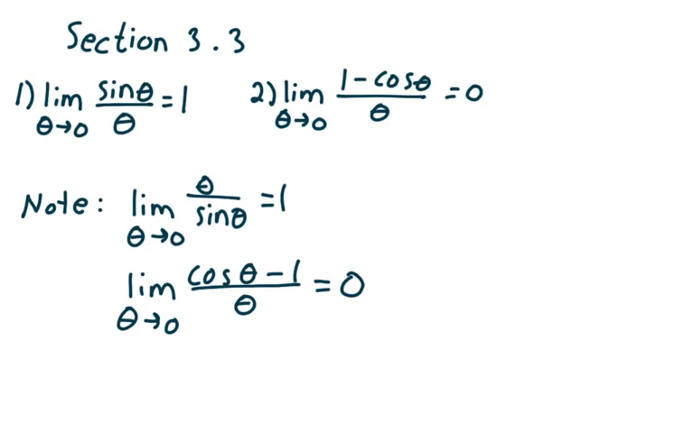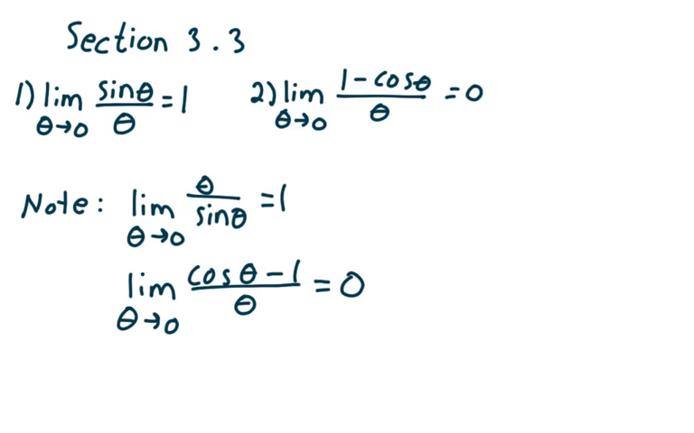This is a video from section 3.3. Number 1, the limit as theta goes to 0 of sine theta over theta is 1. Number 2, the limit as theta goes to 0 of 1 minus cosine theta over theta is equal to 0.